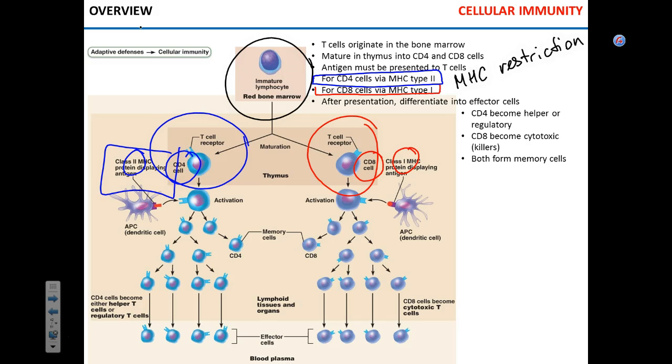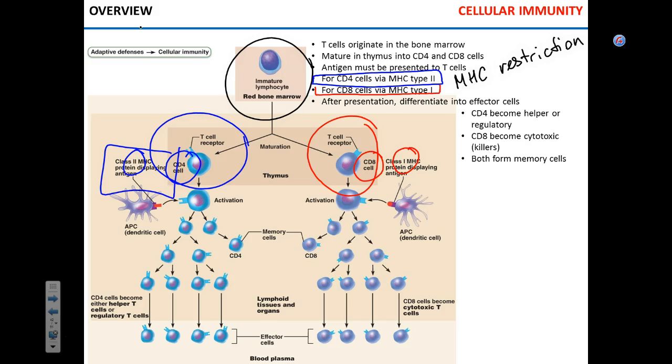No exceptions to the rule. If it's CD4, it's going to recognize MHC class 2. If it's CD8, MHC class 1. Does that make sense? So once these cells, CD4 and CD8, mature, they enter the circulation.